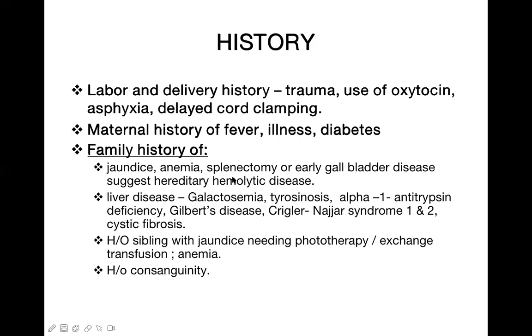Ask about history of a sibling with jaundice who needed phototherapy. For example, brothers or sisters who are elder than this baby, who knows, those babies were also needing phototherapy at that time. Any history of exchange transfusion or anemia. These are very, very good clues to this baby. History of consanguinity. Consanguinity is marriage between close relatives. During my classes or lectures, I have told this many times: autosomal recessive disorders are quite common in consanguineous marriage. All the autosomal recessive disorders which are listed here. So this is a good question to ask.